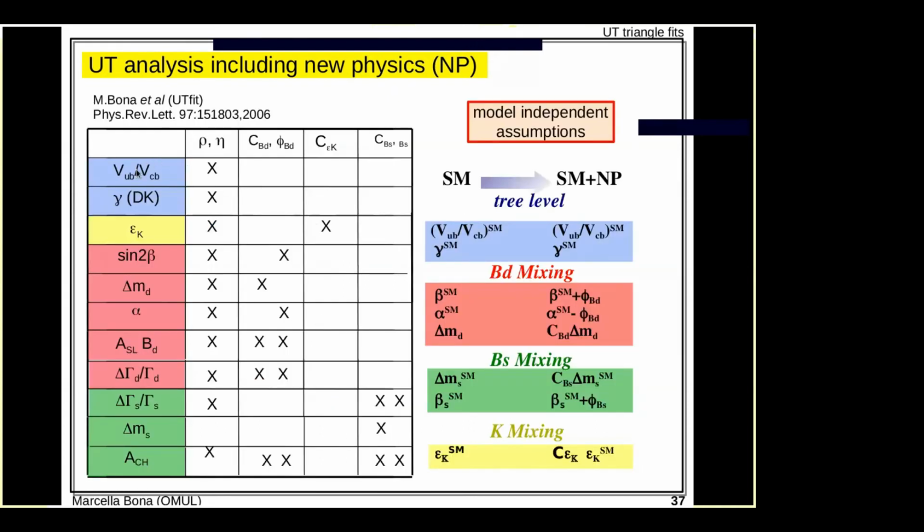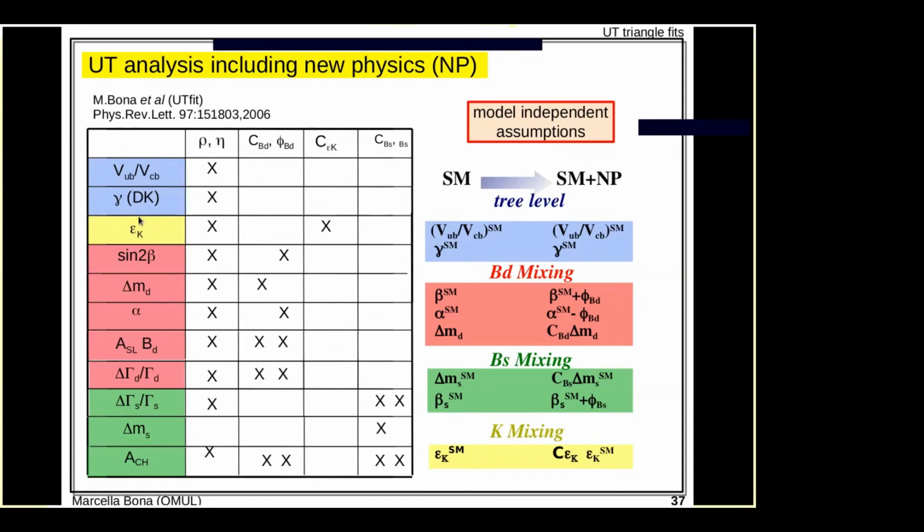Now I added this table just to say what are the observables that we're using and how they connect to the new parameters. In particular, you still have rho bar eta bar, but you also have the new physics contribution in B sub D or B sub S and in the kaon system. Okay, so B sub D, B sub S and in the kaon system.